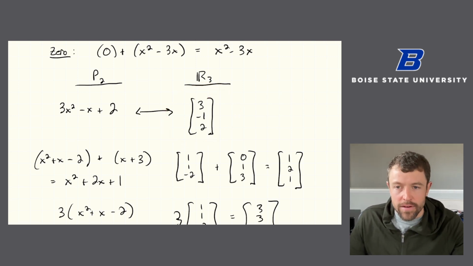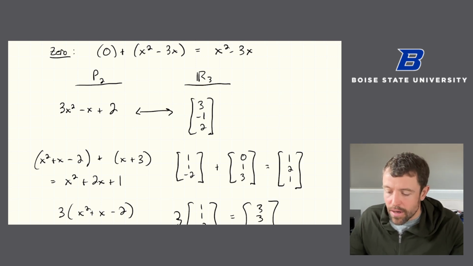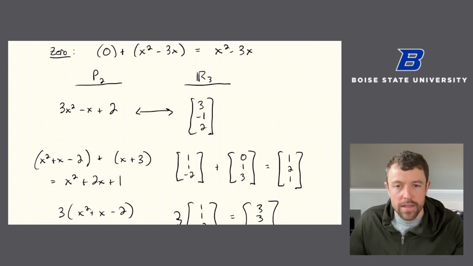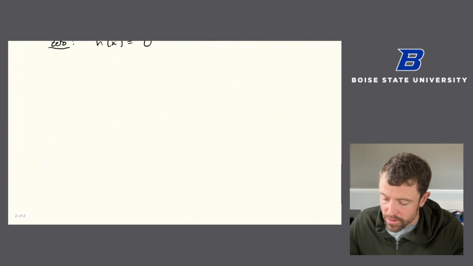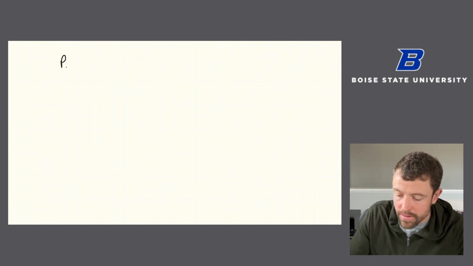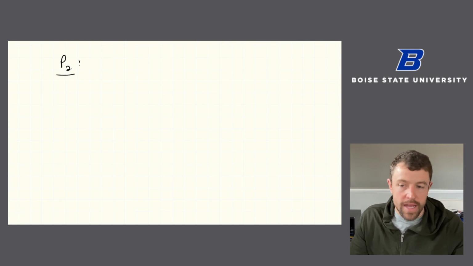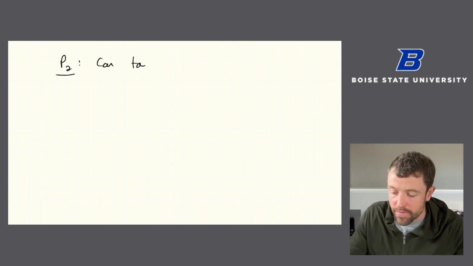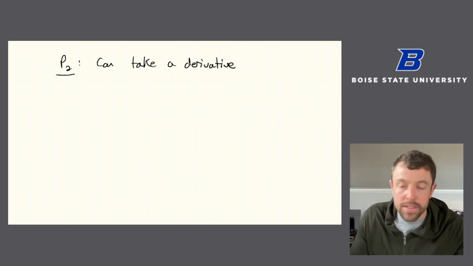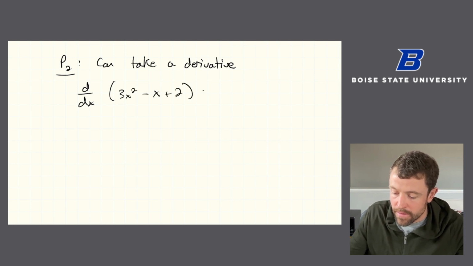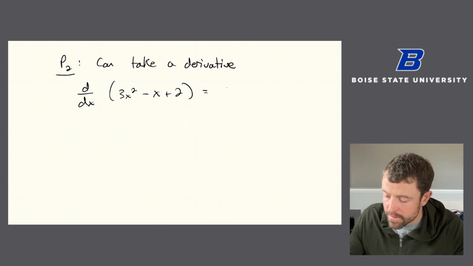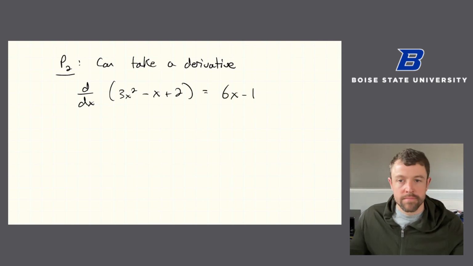You don't want to do that either, because as it turns out, P2 has a lot more going on than R3 does, right? So for instance, and I've run out of space here, but we can just scroll down. In P2, it makes sense to do things like take a derivative. That's a totally reasonable thing to do, right? If I write this statement, this makes perfect sense.